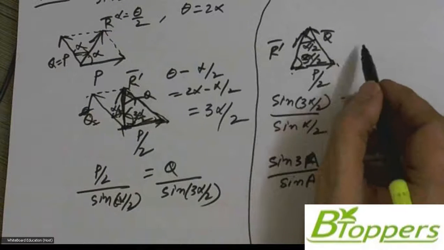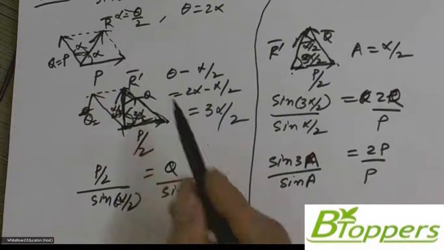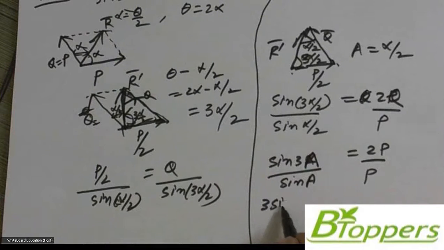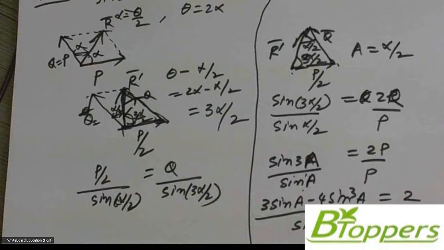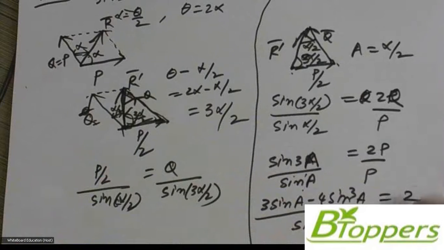That means here a equal to alpha by 2. Use the formula from trigonometry: sin 3a equal to 3 sin a minus 4 sin cube a. This is the value formula for sin 3a, divided by sin a equal to P by P times 2, which will be 2. This you can simplify further to find a. If you want to copy the solution, you can pause and copy the solution. I will continue the simplification otherwise, here or in the next page.